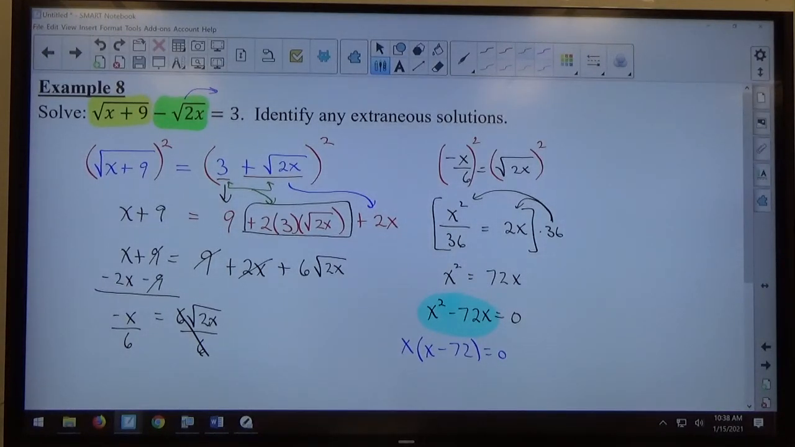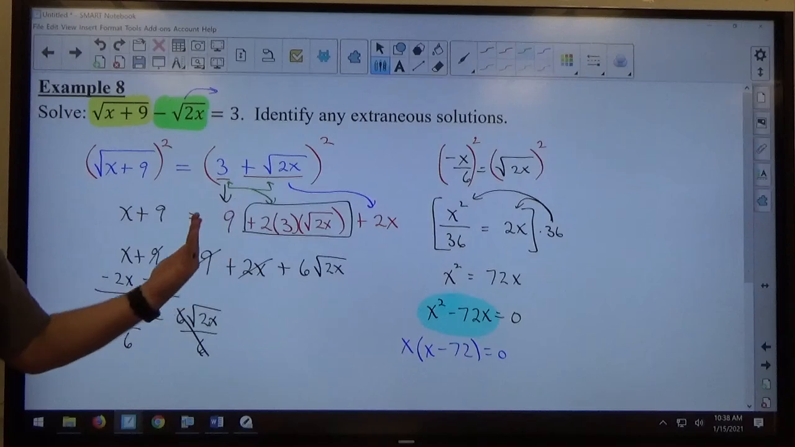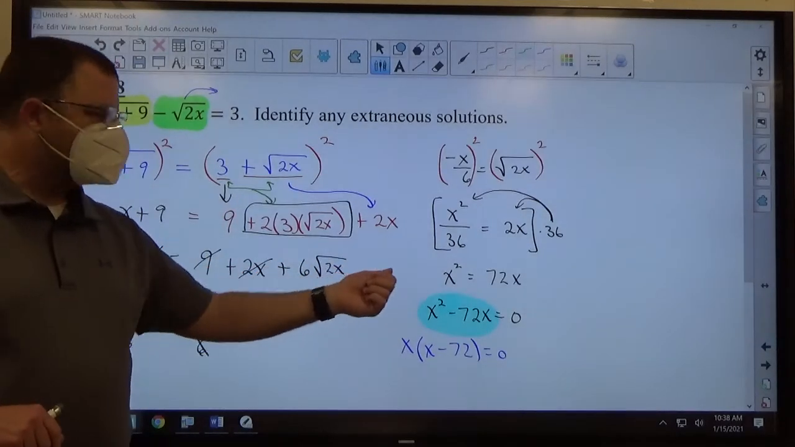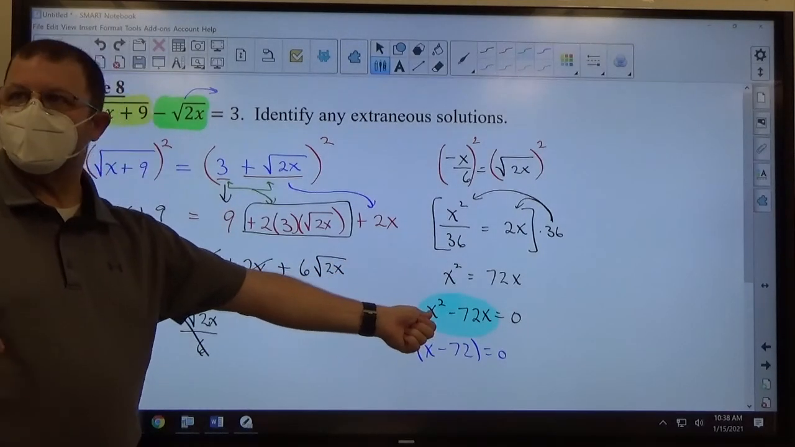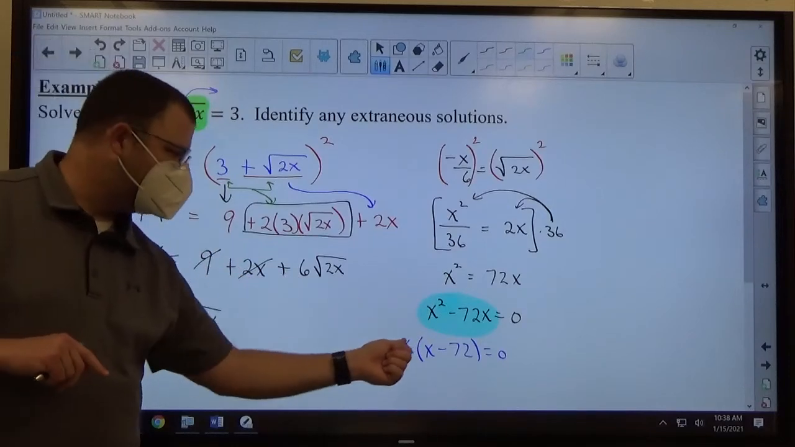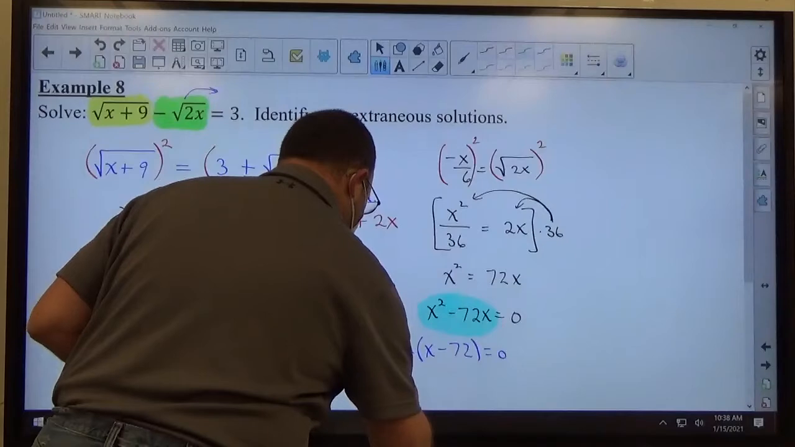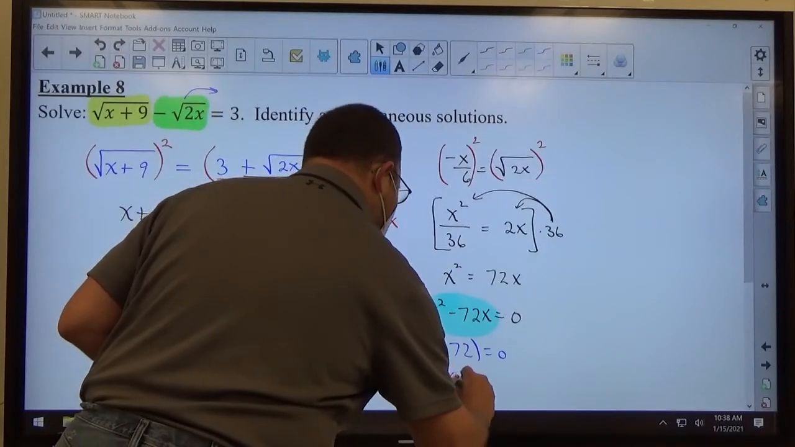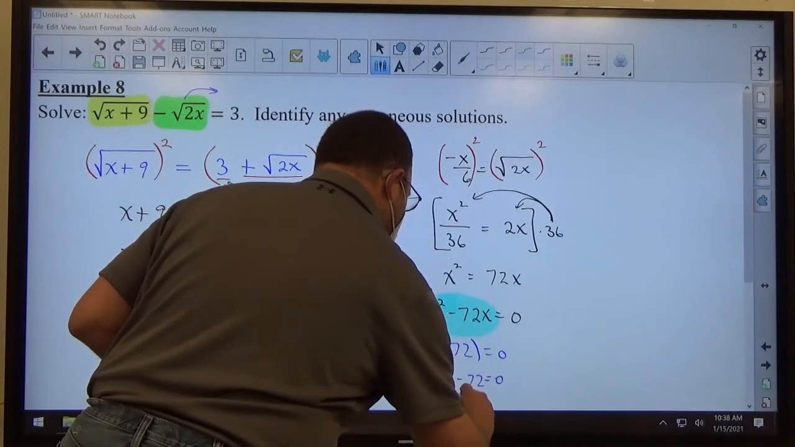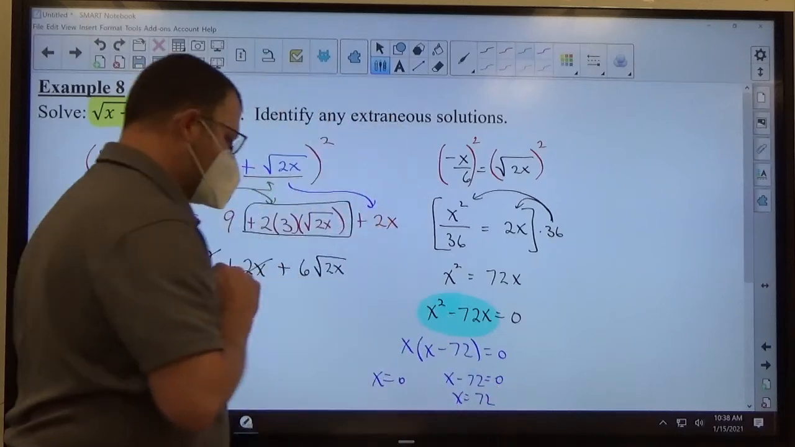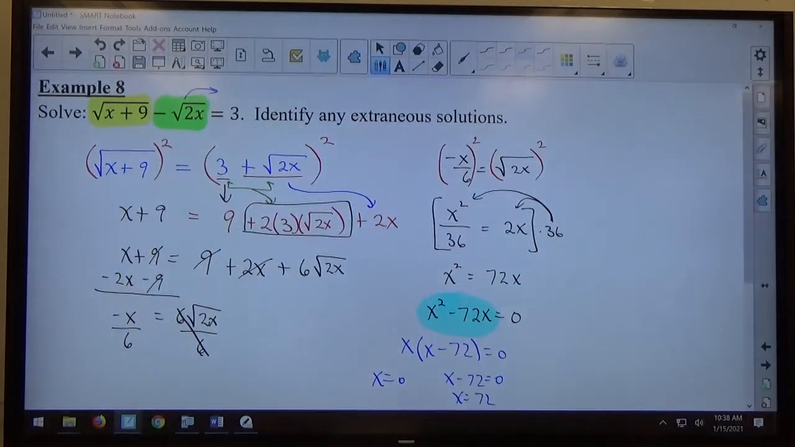If you see a common factor, something that's in both terms, you can take that out legally. So I created factored form. The whole goal of factoring is to go from a quadratic, x to the second power structure, into a bunch of linear, x to the first power structure. So either x equals 0 or x minus 72 equals 0, which means x equals 72. So there's my candidate answers for this problem, 0 and 72.